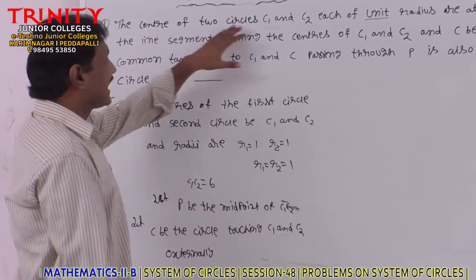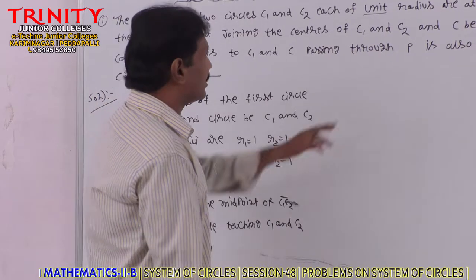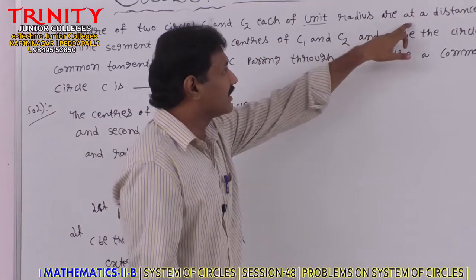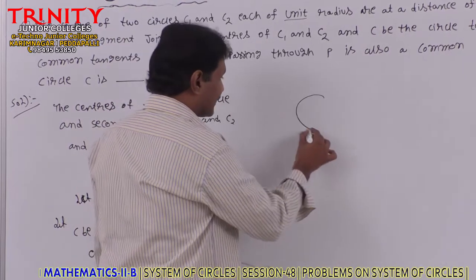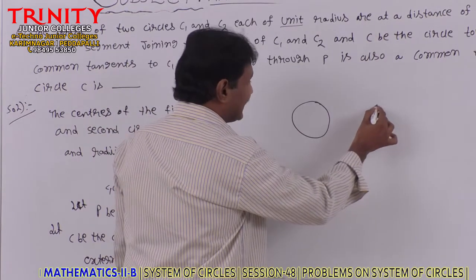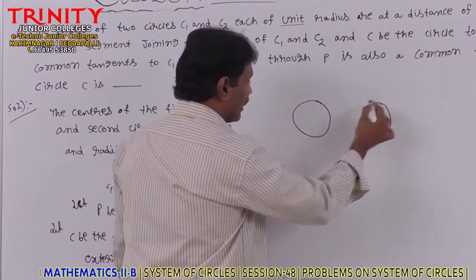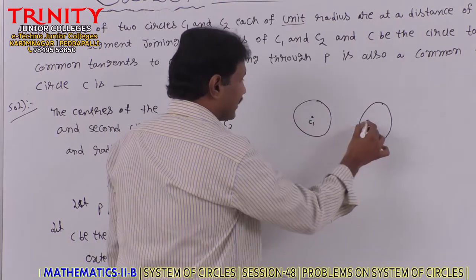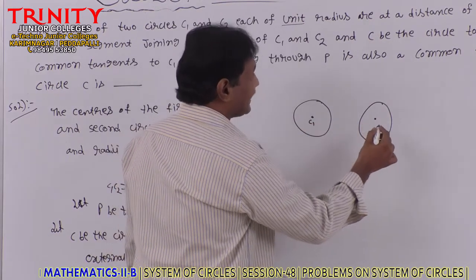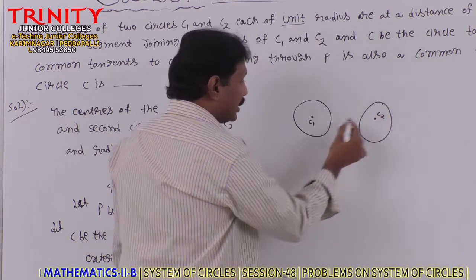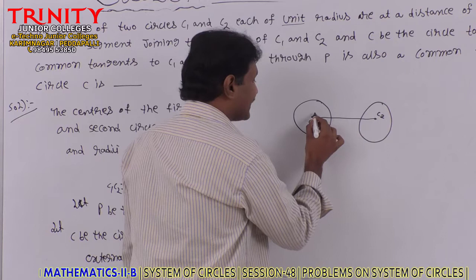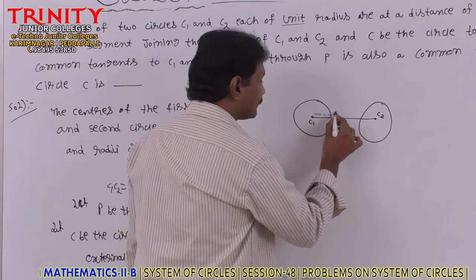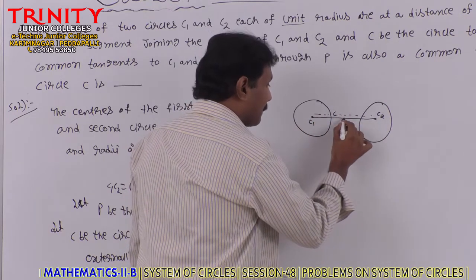First, the centers of the two circles are C1 and C2, each of unit radius, at a distance of 6 units. This is the first circle, this is the second circle, this is center C1, this is center C2. These two centers are at a distance of 6 units. Let P be the point.